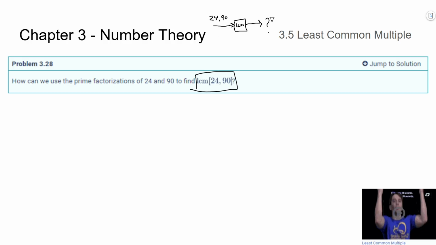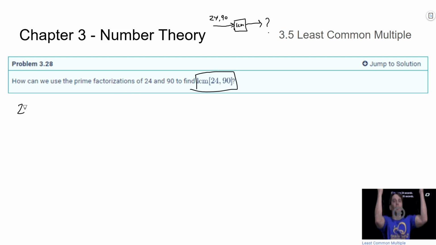So we're just going to find out what is the output that it's going to spit out. So just get familiar with how this is written. This is just called a function, and it's how you would tell a computer to compute something. All right, so prime factorizations of 24 and 90. Let's go ahead and find those out.